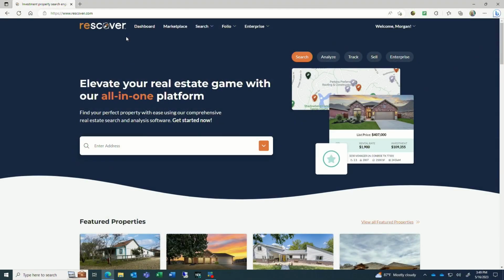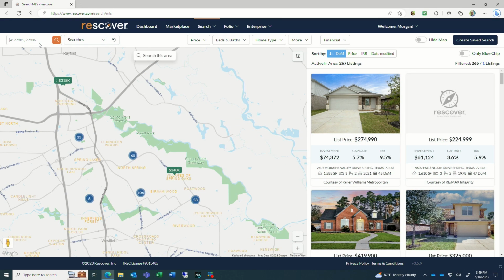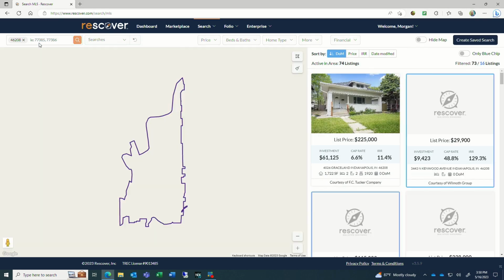So, what I'm going to do is head over to the MLS search on Discover, and I want to look in an area where I am not. So, we're going to go to Indiana, and I'm going to type in 46208.